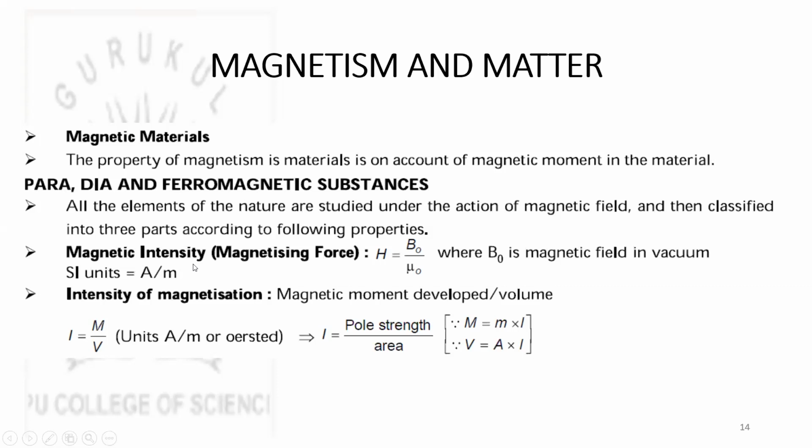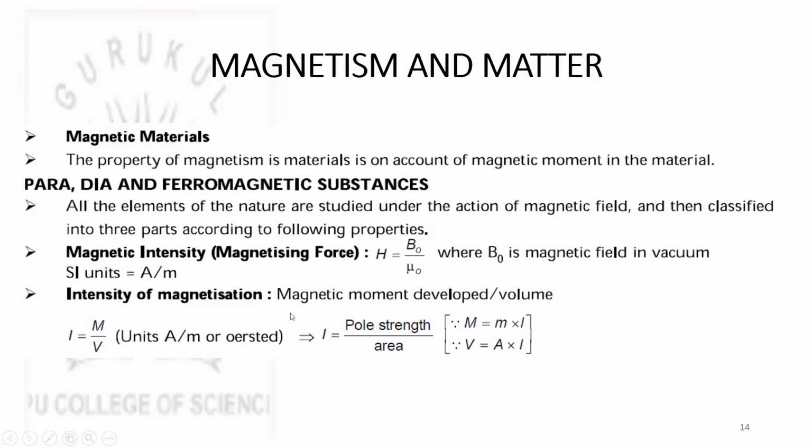First property is magnetic intensity or magnetizing force, which is mathematically H is equal to B naught by mu naught, where B naught is the magnetic field in vacuum. The SI unit of this is A/m, and this H is also equal to N into I. This is generally defined for the source producing the magnetic field in a region. H is equal to N into I in the case of a solenoid, where N is the number of turns per unit length and I is the current through each turn.